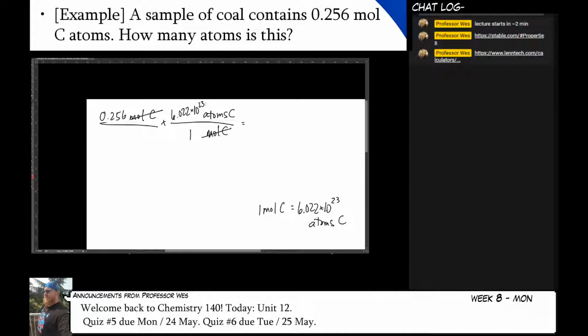If my calculator would work. There we go. I read the numbers wrong. It's still an unbelievably large number. But that's where we're going with these types of calculations.